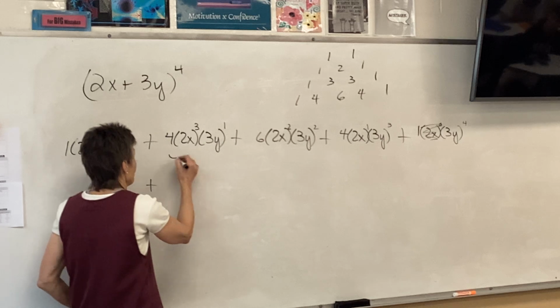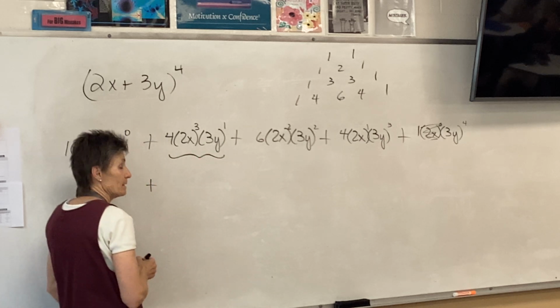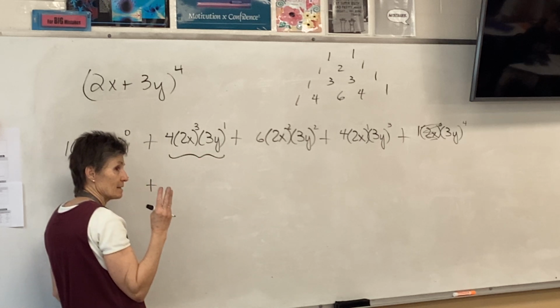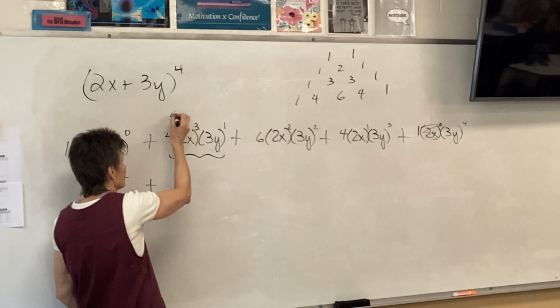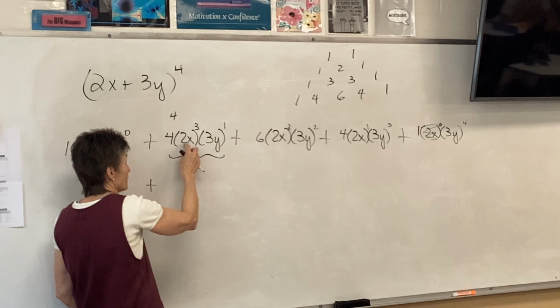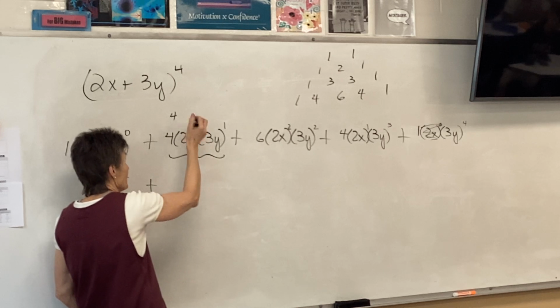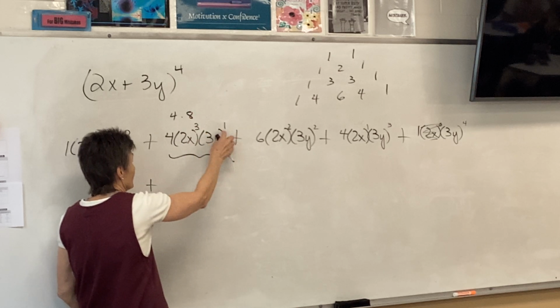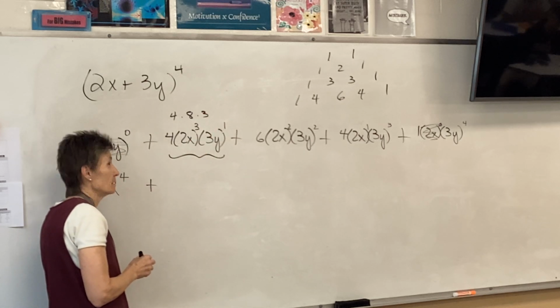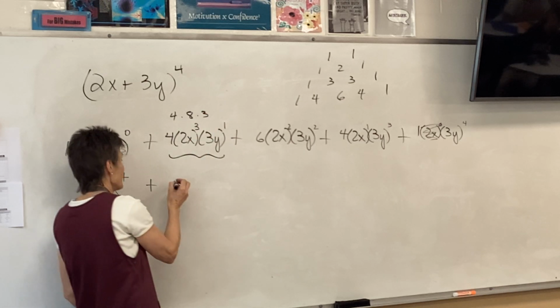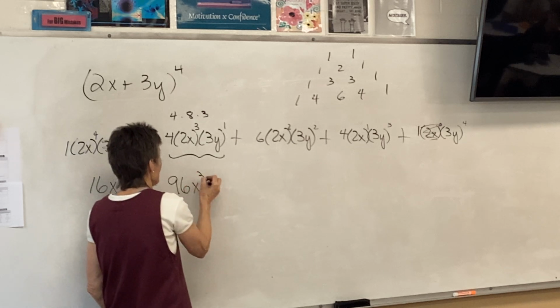Let's look at the next term. What'd you get here? Now, you're multiplying 3 things. You're multiplying a 4. What's this? 8. And 3. At 96. Yeah. X cubed y.